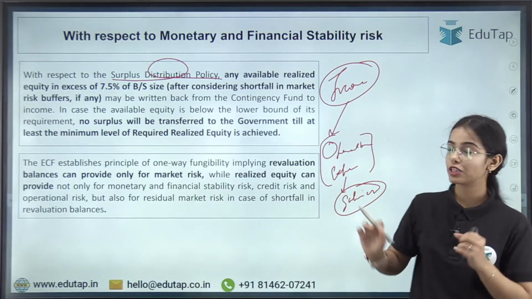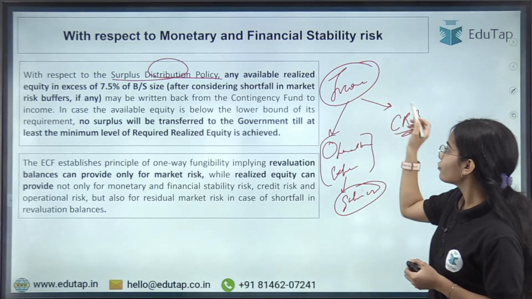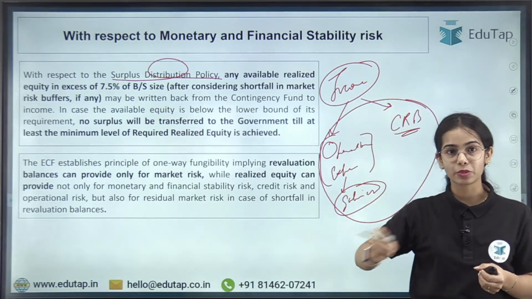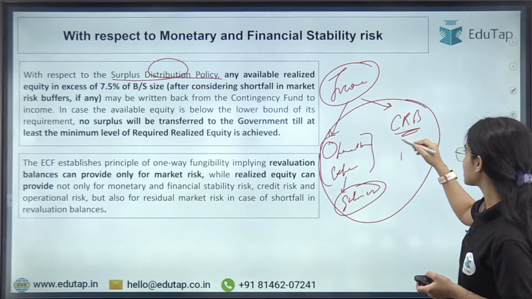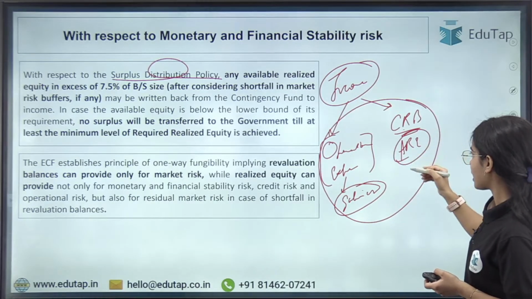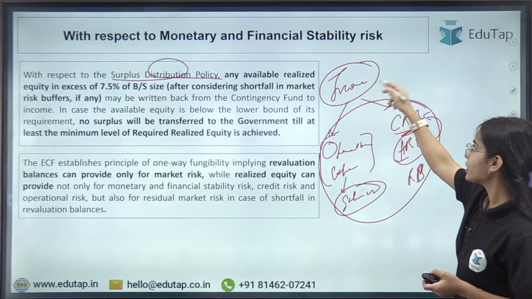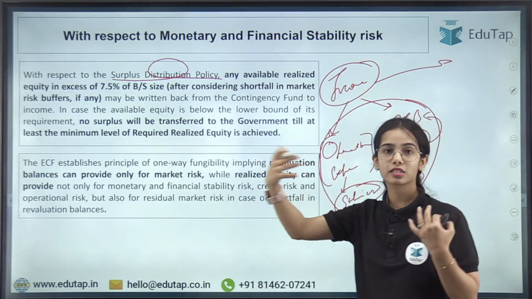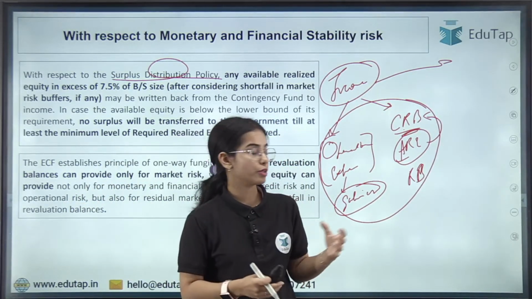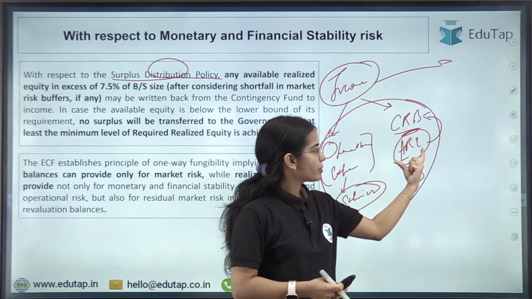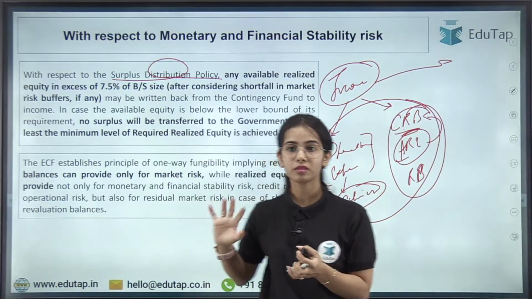After the expenditure, from this income, the RBI maintains the contingent risk buffer. Then after taking into account its expenditure and maintaining the buffers, we can say it is the available realized equity, for the contingent risk buffer and the revaluation balances. Then whatever is left, that is transferred to the government of India. So whatever surplus is left after that is transferred to the government of India. The available realized equity or the provisions the RBI maintains for this. Okay. So this is the idea.